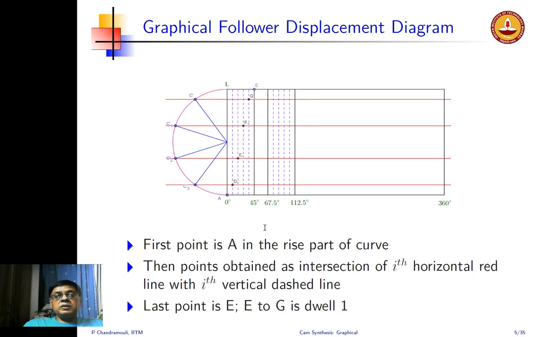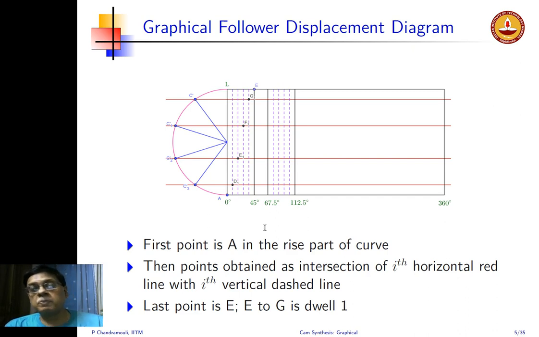Okay, so now what do we do? The first point is A, where we are starting from 0, that is the rise. Then the next point, the point D, is obtained by looking at the C3 prime line, which intersects with the first vertical line. That gives me D1.